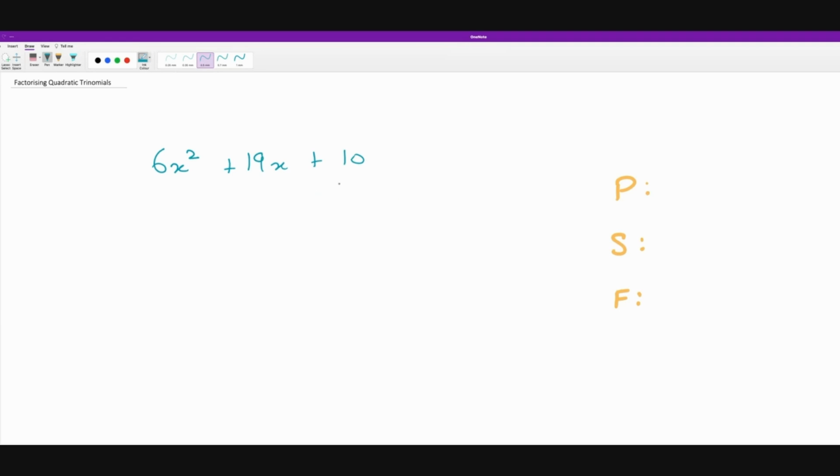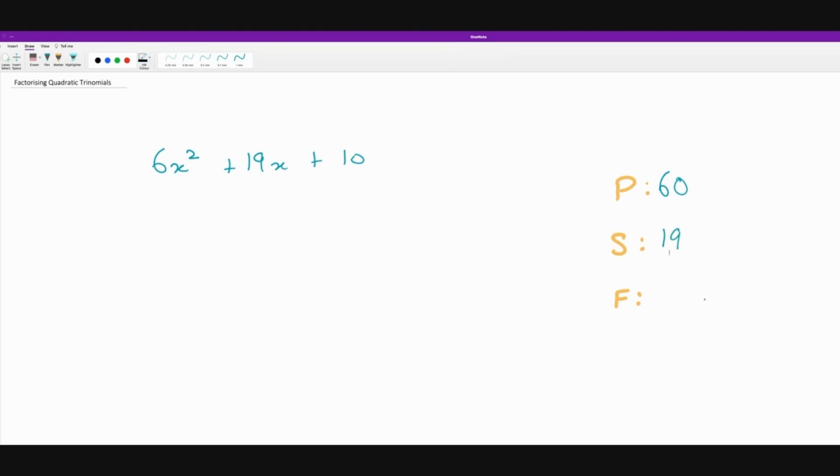Now, again, we're going to do PSF, but your product this time is not going to be just 10. Whenever we're dealing with non-monics, or when there is a number besides 1 in front of the x squared, this number has to multiply with this last number, or the constant, to give us our product. So our product will be 6 multiplied by 10, giving us 60. And our sum is going to be the same, this middle number over here, which is 19.